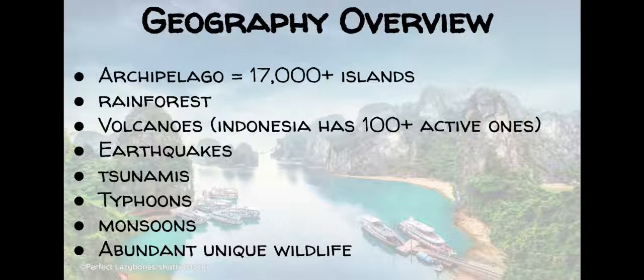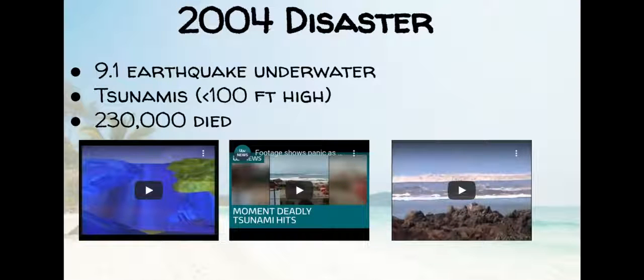So many islands were created by volcanoes. For example, Indonesia has over 100 active ones. There are also lots of tectonic plate boundaries here that trigger earthquakes. Such activities also trigger tsunamis. The largest recorded earthquake and tsunami event was in Indonesia, also called the 2004 Boxing Day disaster.